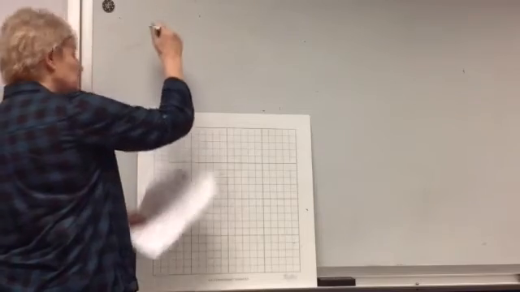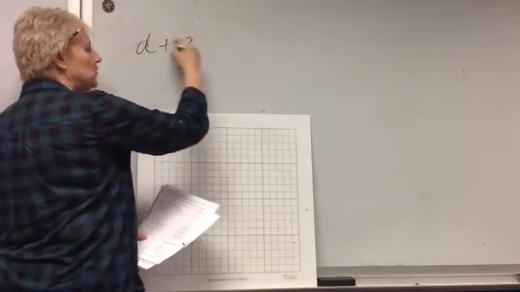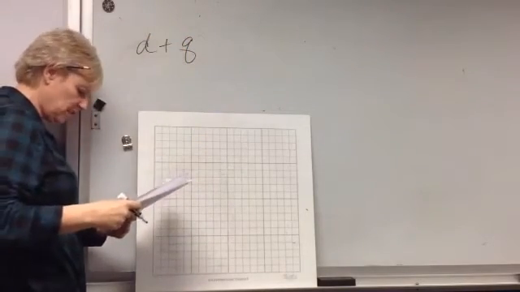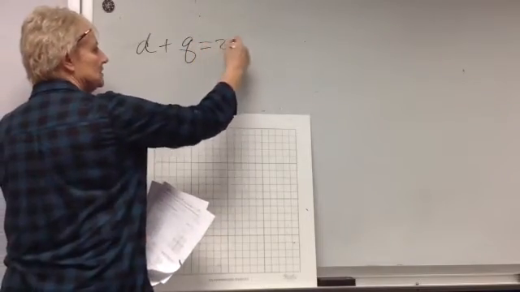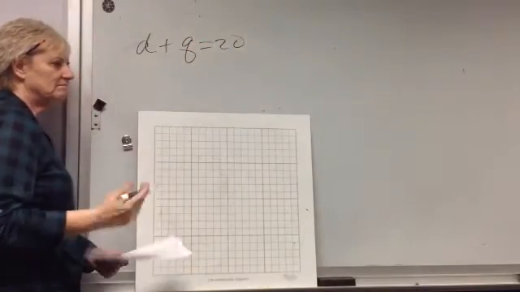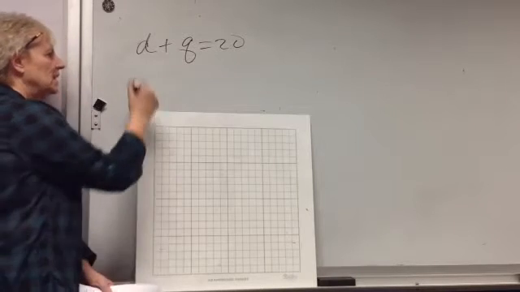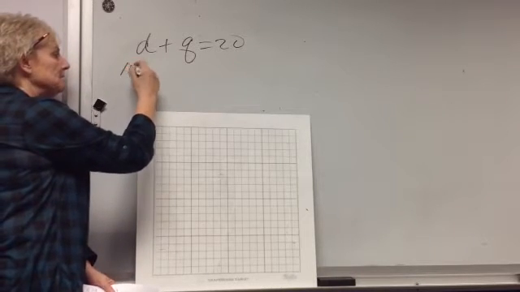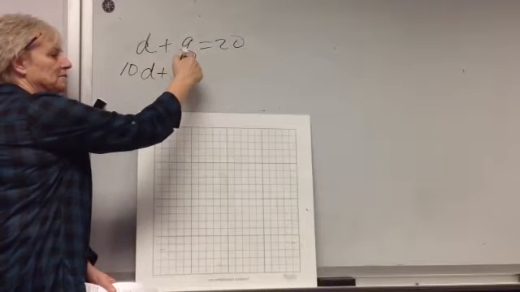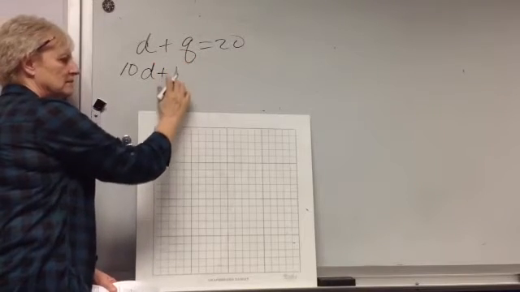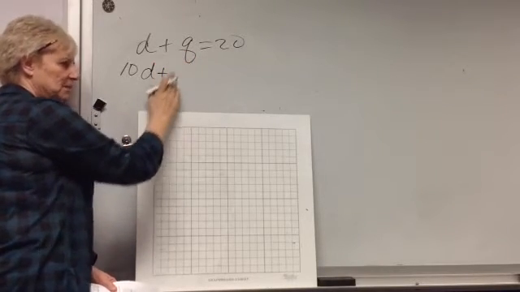Since we have dimes and quarters, I'm going to use D and Q. How many coins are there? There are 20 coins. That's how you start every single coin problem. 10 in front of D. 10 in front of Q. 25. I know. I want to see if she's paying attention.